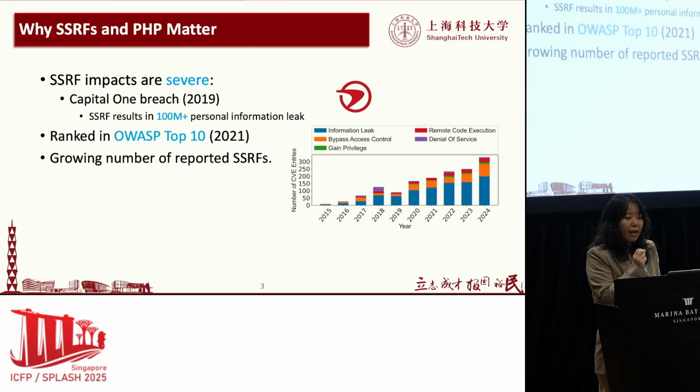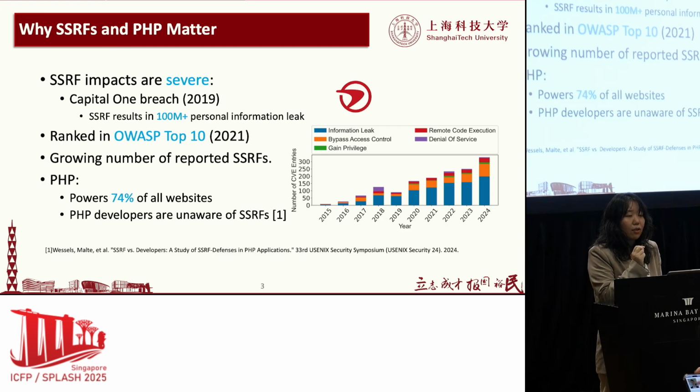Exploitation of SSRF vulnerabilities can lead to severe consequences. For example, in 2019, an SSRF vulnerability in Capital One's service led to the exposure of credit card information for over 100 million customers. Since 2021, SSRF has been ranked in the OWASP top 10 vulnerabilities. Currently, PHP is a dominant programming language for building web applications, and developers have limited experience to avoid SSRFs.